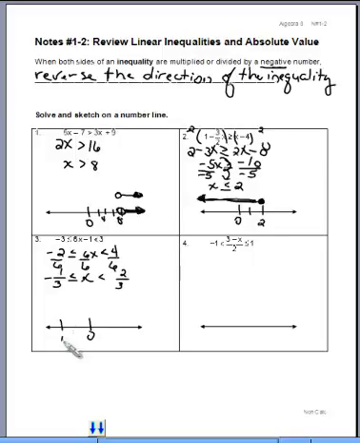If this is 1, then negative 1/3 is about right there. If this is a positive 1, then positive 2/3 would be right about there. One of them needs to be a solid dot, because if you notice this one, this is going to be a solid dot because it's less than or equal to.